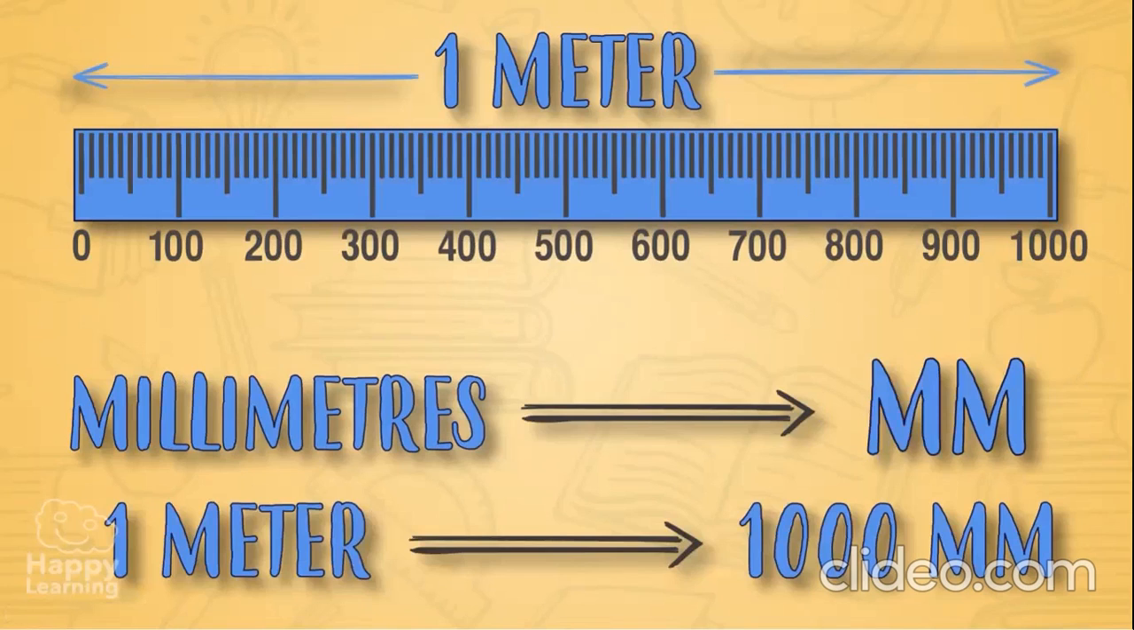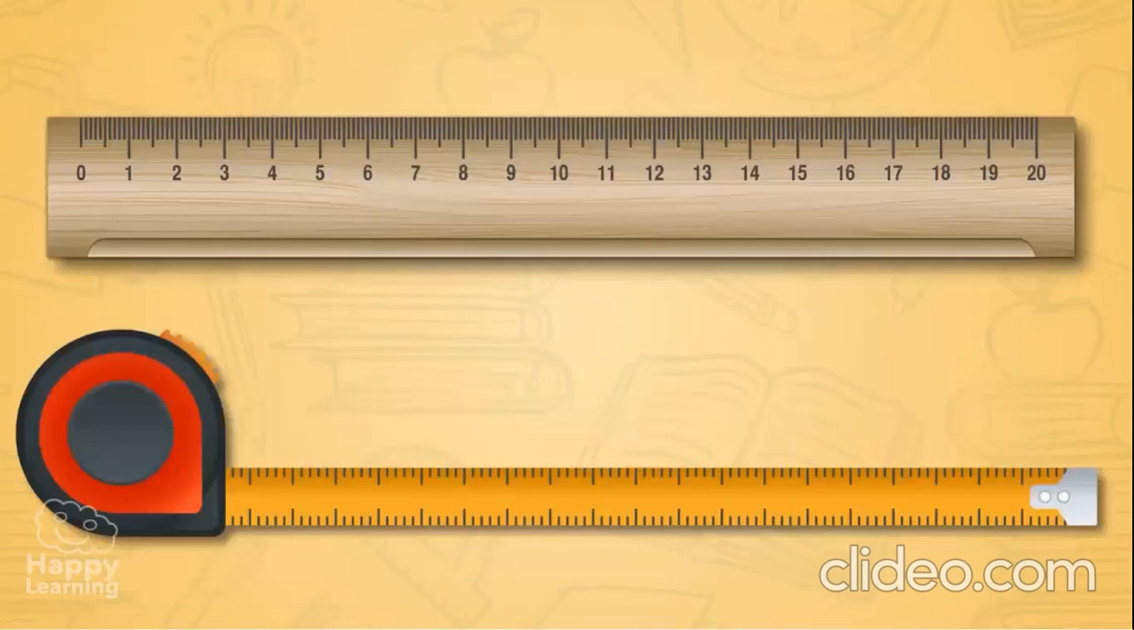So if we divide the same meter into 1,000 parts, we call these baby parts millimeters, and they are represented by mm. How do you represent millimeters? mm, teacher. Okay, perfect. So to measure small units, what do we use? What do you think we use to measure small units? The ruler. The ruler, yes.